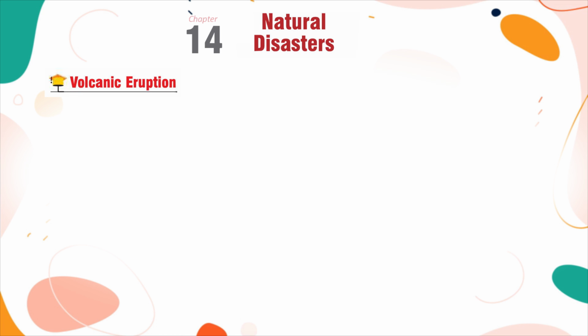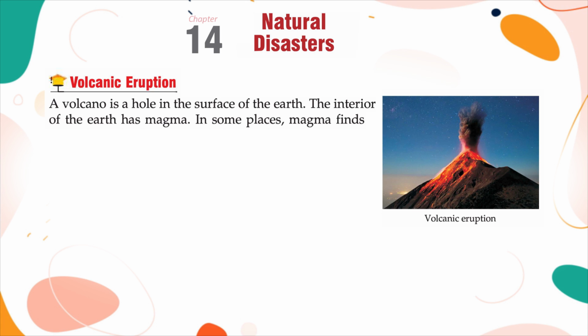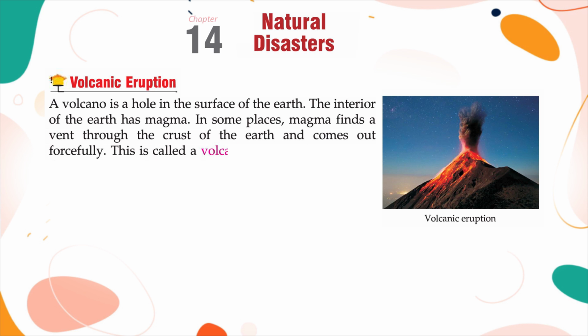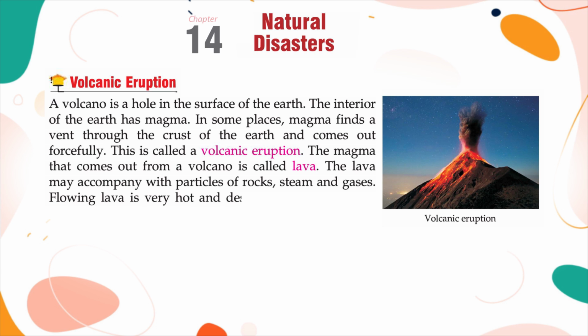Volcanic eruption. A volcano is a hole in the surface of the earth. The interior of the earth has magma. In some places, magma finds a vent through the crust of the earth and comes out forcefully. This is called a volcanic eruption. The magma that comes out from a volcano is called lava. The lava may accompany with particles of rocks, steam, and gases. Flowing lava is very hot and destroys everything in its path.